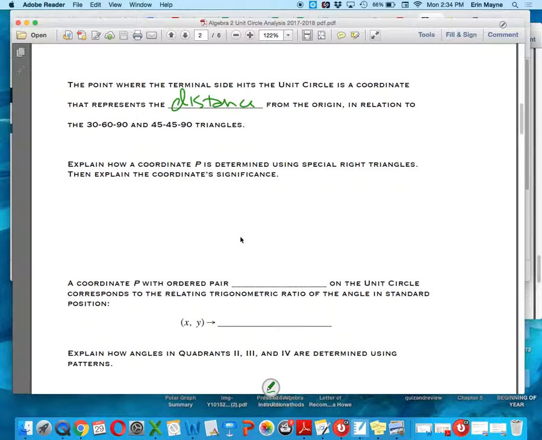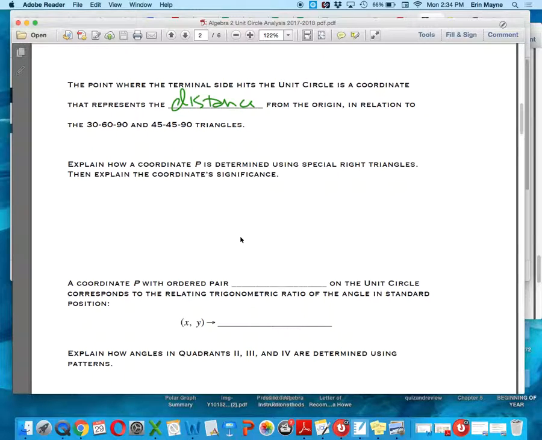But my follow-up question, which is what you're going to write about here for a minute, is: the distance from the origin is how much? 1, right? The distance from the origin is just 1. However, the ordered pair that we just stated was negative root 3 over 2, negative 1/2.